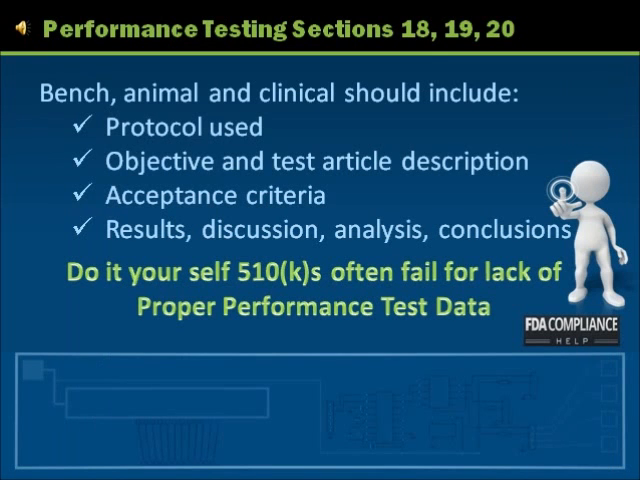Do-it-yourself submissions often fail to include appropriately defined performance testing in sections 18, 19, and 20. All submissions should generally include a list of the specific bench tests conducted, a description of each test protocol with test objective, test articles used, methods and procedures, predefined acceptance criteria, a summary of the results, a description of your analysis, and a discussion of your conclusions.